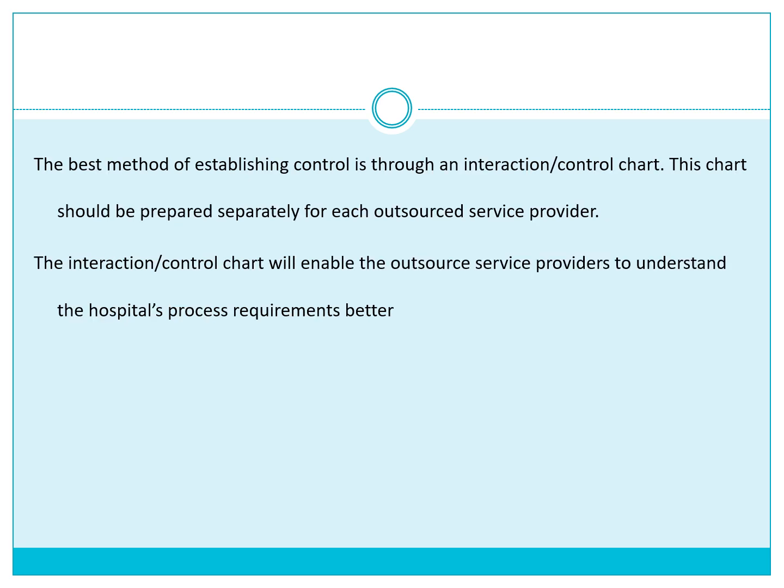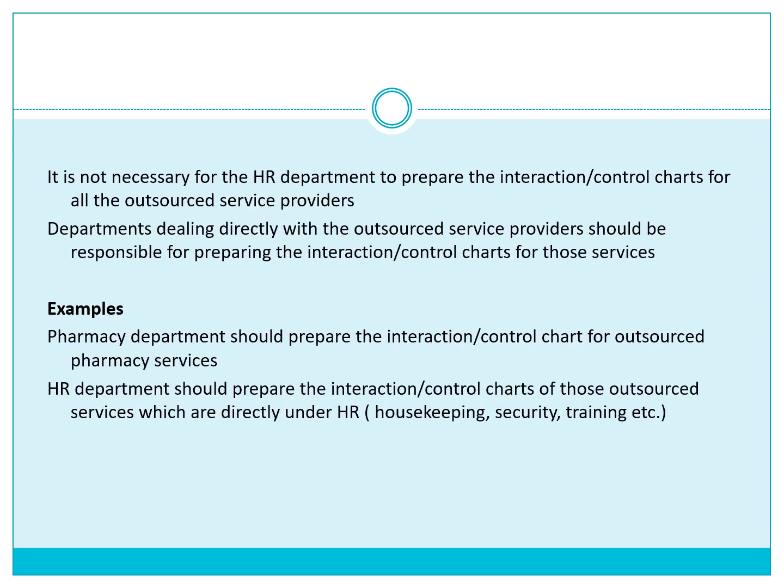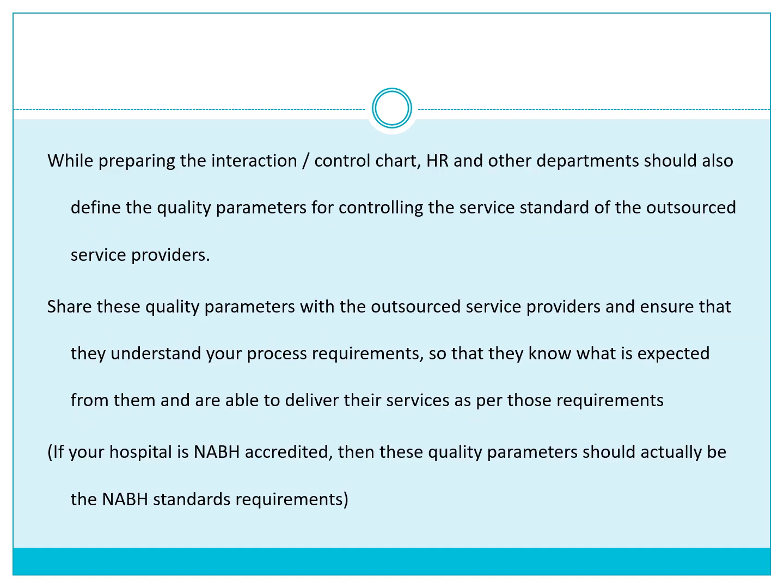The best method of establishing control is through an interaction or control chart, which will enable the outside provider to understand the hospital's process requirements. It is not necessary for the HR department to prepare the interaction control chart for all the outsourced service providers. The department dealing directly should be responsible for preparing the charts for those services. While preparing the charts, HR and other departments should also define the quality parameters to control the service standards. Share these parameters with the outsourced service providers and ensure they understand their requirements.